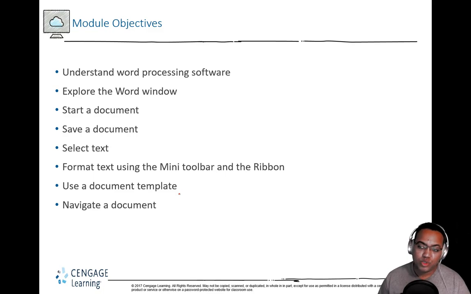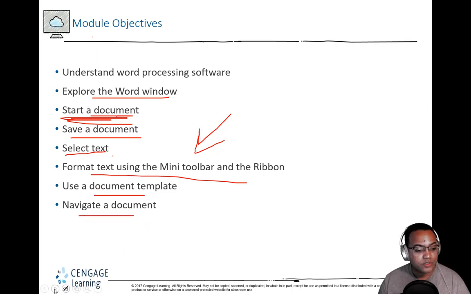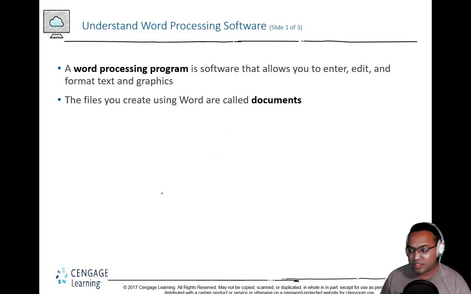So in this module, the following objectives will be true. We're going to attempt to learn how to understand word processing software. We're going to explore the Word window. We're going to start a document, save a document, select text, even though I'm not writing anything. That's interesting. Oh, there we go. We're going to format text using the mini bar and the ribbon. We are going to use a document template, and we're going to navigate a document. So let's go. So what is a word processing program?